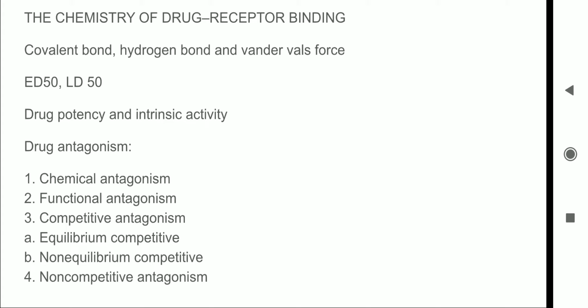This brings us to the next topic, that is lethal dose or the LD50. LD50 tells us about the toxic effect of the drug. How much dose of the drug would be toxic or lethal, or cause severe harmful reactions in 50% of the population.